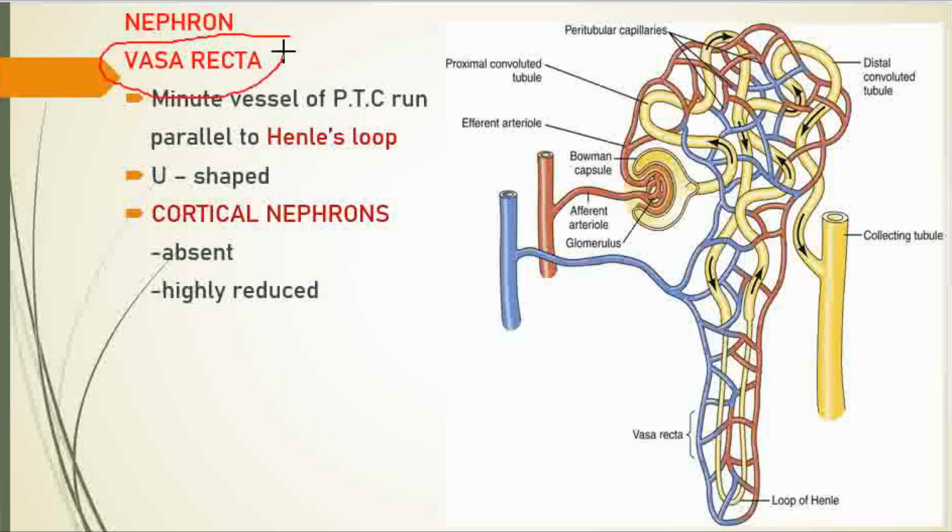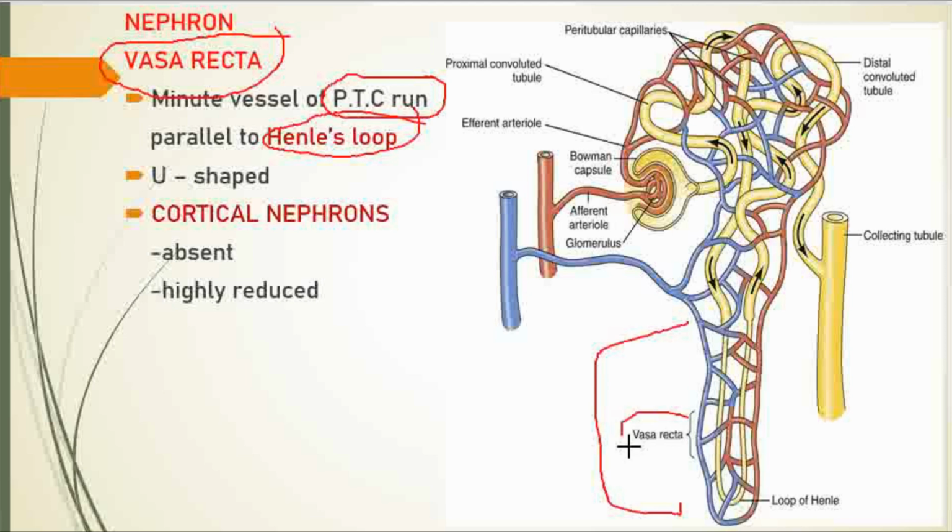Next, vasa recta. What is vasa recta? They are minute vessels of peritubular capillaries. They run parallel to the Henle's loop. Last slides we saw about the Henle's loop, no? So in that the Henle's loop வரும், and the vasa rectaவும் அதுக்கு parallel-ஆ தான் இருக்கும். It is U shaped. So it is also U shaped.